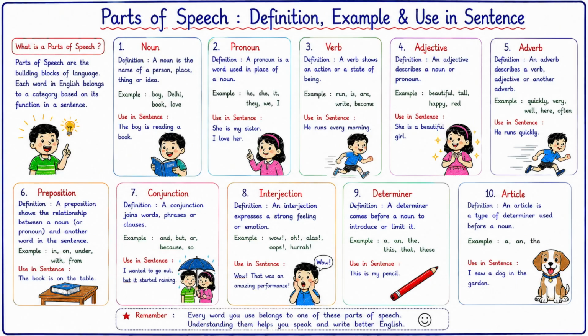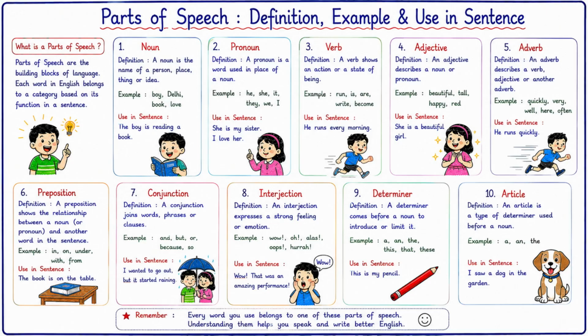Wow expresses surprise or admiration. Another example is, oops, I made a mistake. Oops expresses a reaction to a mistake. Interjections are common in everyday conversation because they allow us to express emotions naturally.